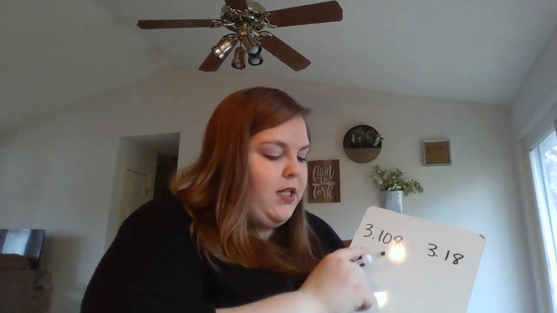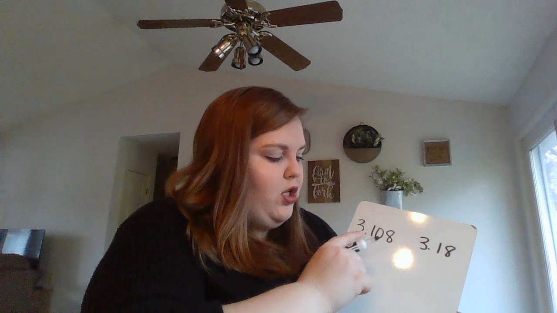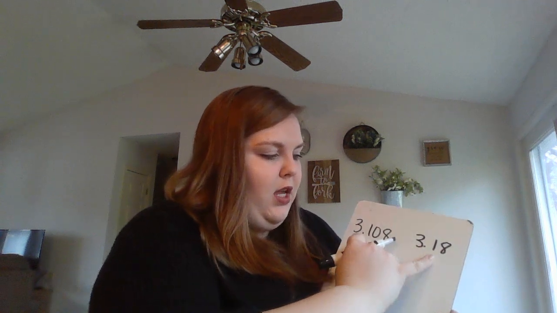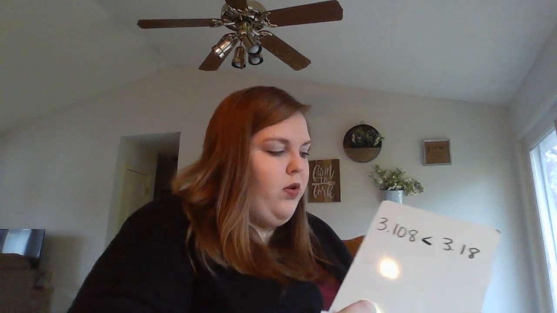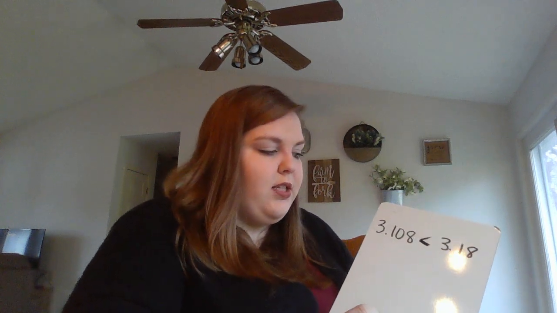Number 12, we're comparing these numbers. So the first one, I have really the same numbers, but there's a 0 in the middle here. That's going to change things. So this is the same up until the 0, and 8 is bigger than 0. So 3 and 18 hundredths is going to be bigger than 3 and 108 thousandths.